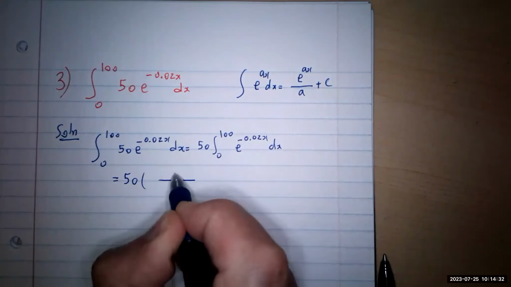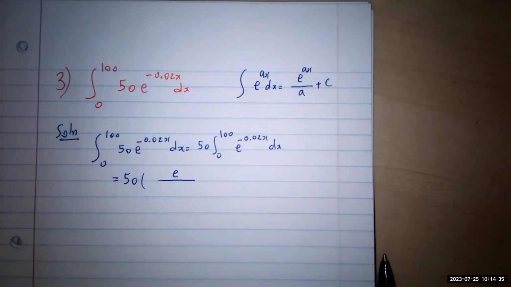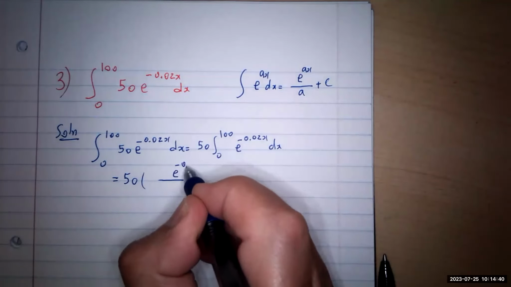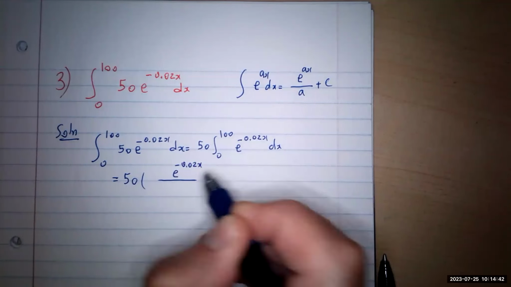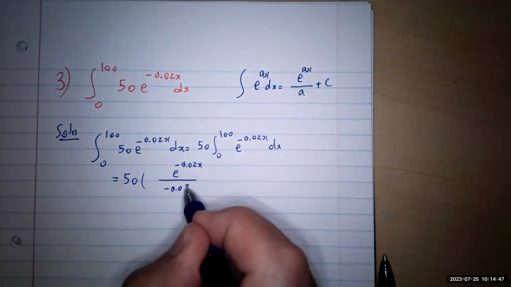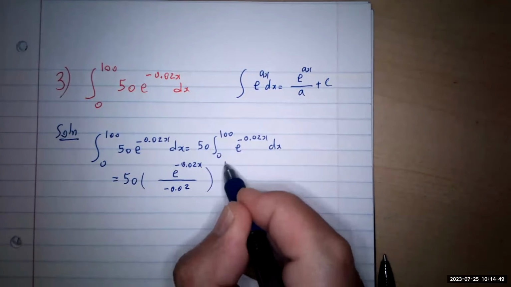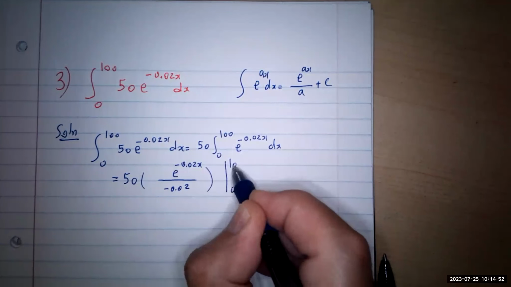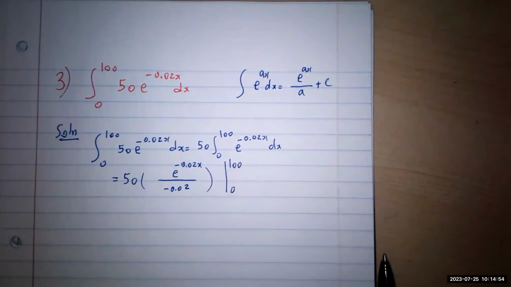The exponential function never changes, so just repeat it. That's going to be e to the negative 0.02x divided by u prime, which is negative 0.02. But remember, you have to evaluate it from 0 to 100 because it's a definite integral. Any question? You see, easily we can find it. If you do the u substitution, you get the same thing, but this is easy and clear.